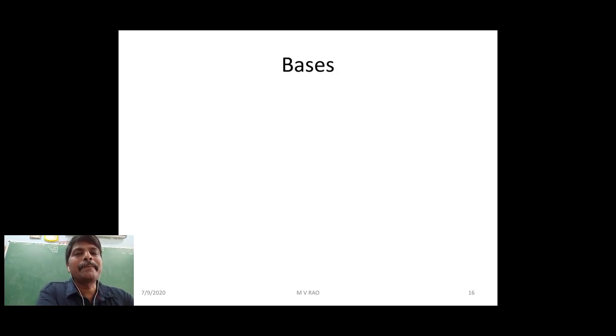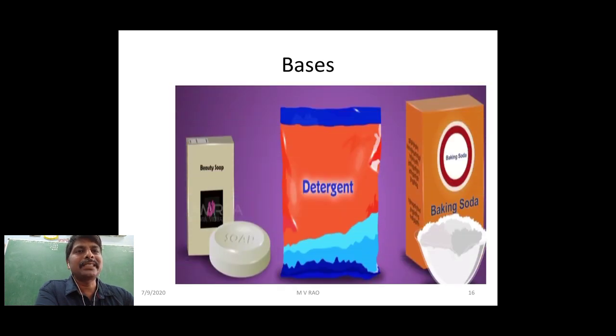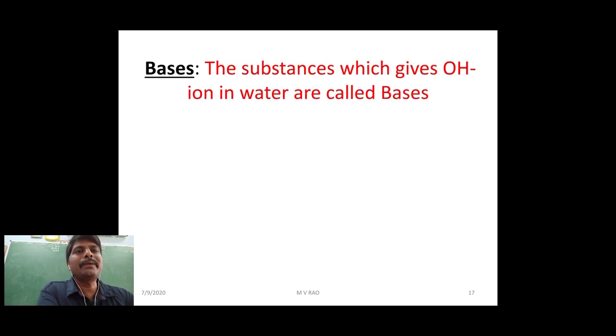The next topic is bases. For acids, we discussed what is an acid, some examples, how many types based on source, how many types based on strength, and some common uses. Now in a similar way we will see bases. What are bases? You see here, soaps, detergents, baking soda; bases are generally used in these fields. So what is meant by base?